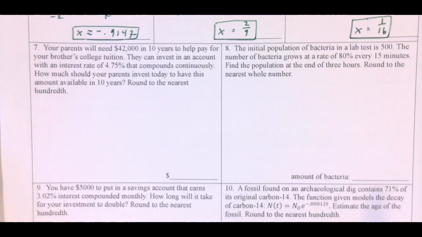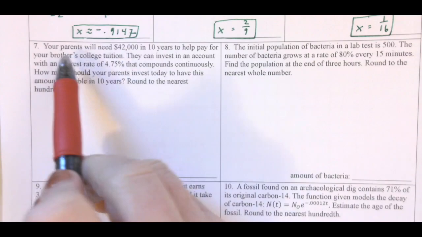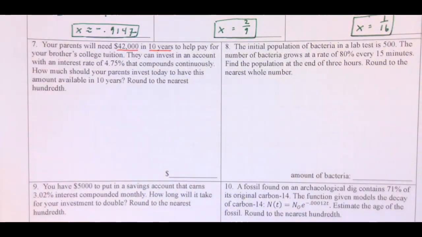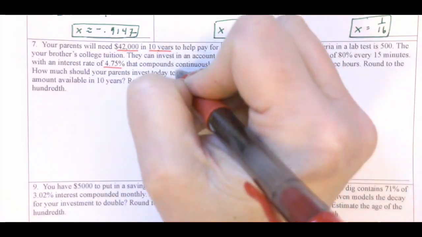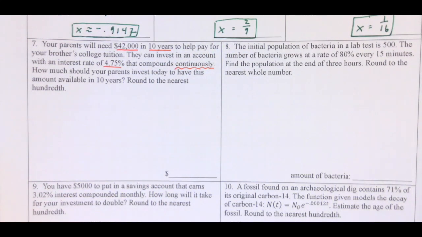Let me slide up to here. Okay, tried to pick some common ones that we've seen in this unit. So here, your parents need $42,000 in 10 years to help pay for college tuition for your brother. They can invest in an account with an interest rate of 4.75% that compounds continuously. That tells me we're using the PERT formula. We're going to see that e show up because it's continuous. How much should your parents invest today to have this amount in 10 years?